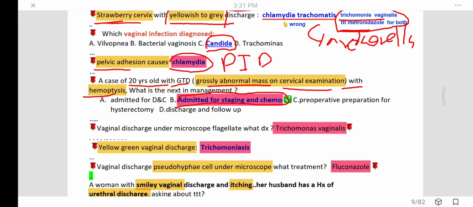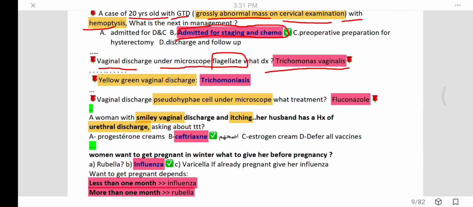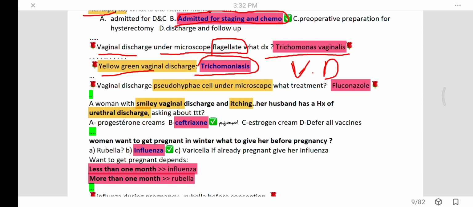So vaginal discharge under the microscope shows flagellated bacteria, then this is trichomoniasis. The organism is Trichomonas vaginalis. Yellow green discharge, the organism is trichomoniasis. Here you must remember the types of vaginal discharge. This is very important, because if there is white discharge, then it is candidiasis. If there is grayish discharge, then the answer is Gardnerella. And if there is yellow green discharge and flagellated bacteria, then the answer is trichomoniasis or bacterial vaginosis.